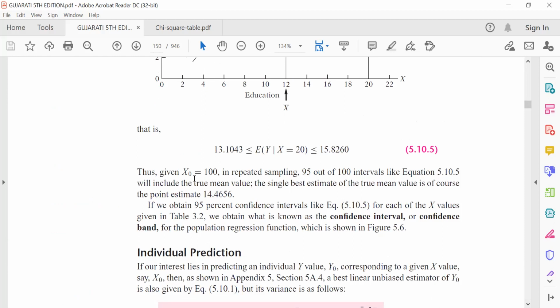Thus given x0, in repeated sampling, 95 out of 100 intervals like equation 5.10.5 will include the true mean value. The single best estimate of the true mean value is, of course, the point estimate, 14 point something. The estimated result is 14, and the interval from 13 to 15, this is the best prediction value.